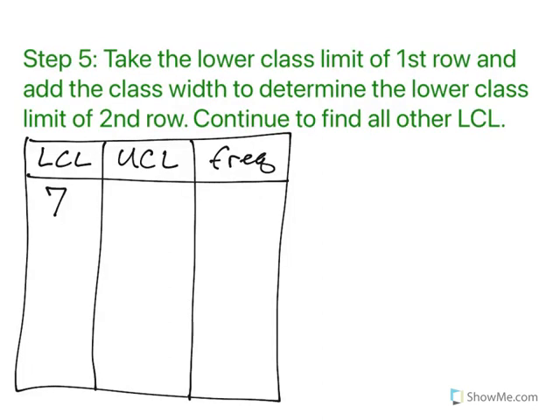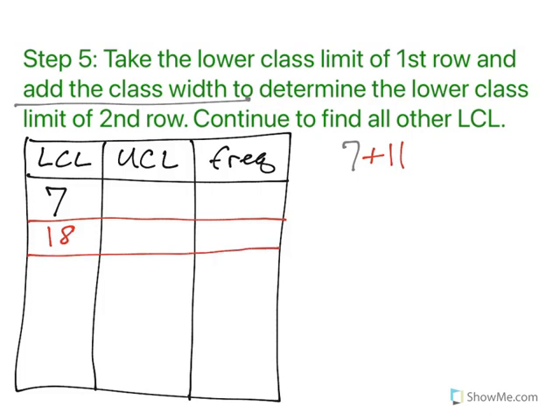Then we say, okay, we have our first lower class limit. So we take the lower class limit of the first row, which is 7, and we add the class width, which we know is 11. We found that in step 2. So now if I take 7 plus 11, I get 18, and that is the lower class limit of my second row.